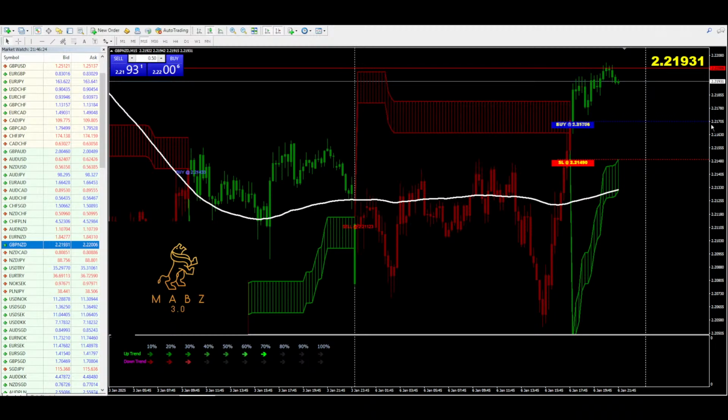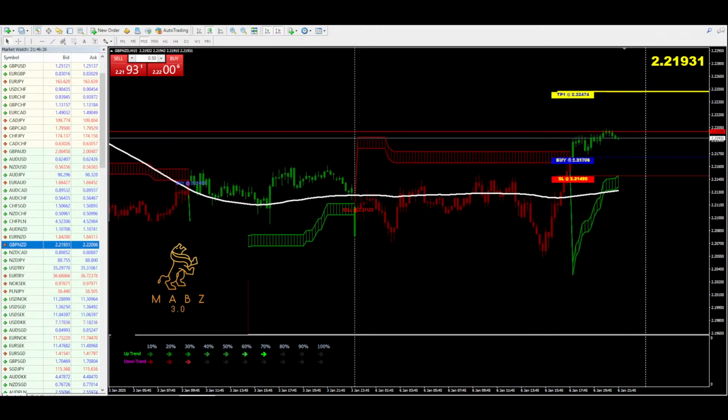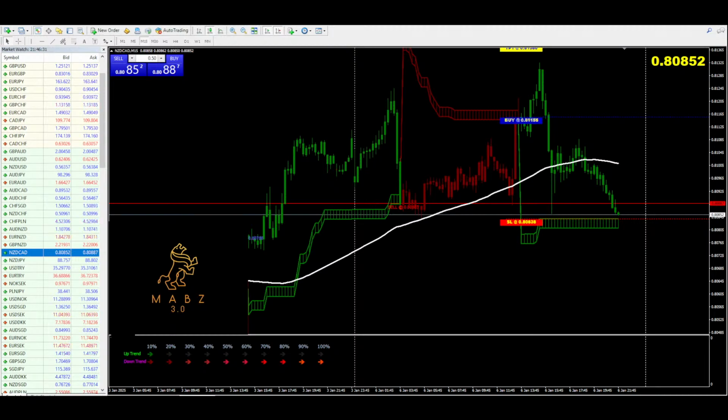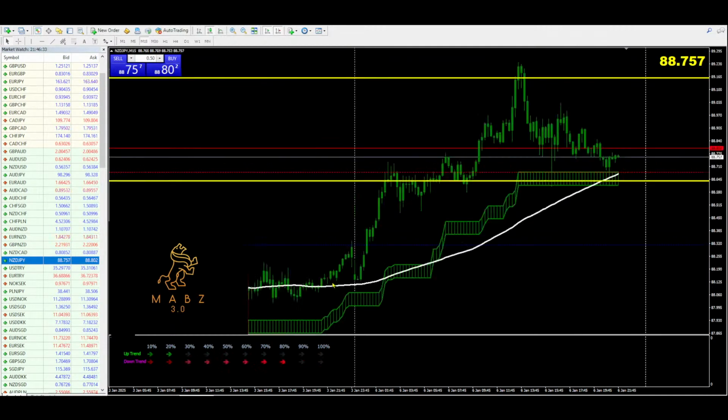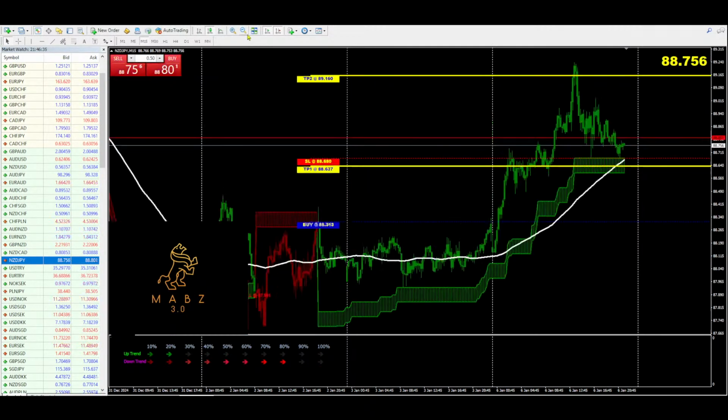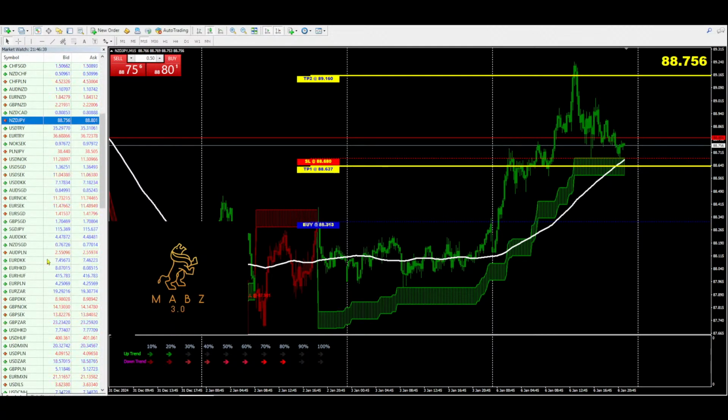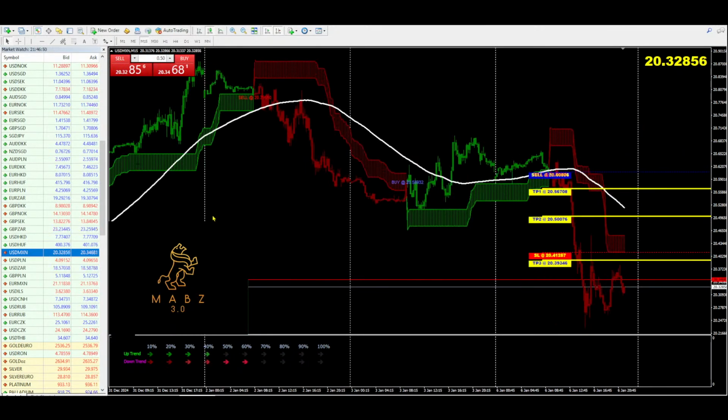GBP NZD, also a good trade, but we're gonna move past it because I think I have enough trades right now. So I don't wanna over trade. Let's see what other interesting instrument is there. If there's a chart that you want me to look at, just let me know in the chats. I'm frequently looking at the chats.